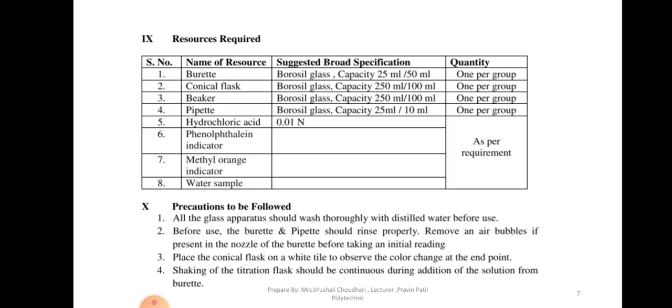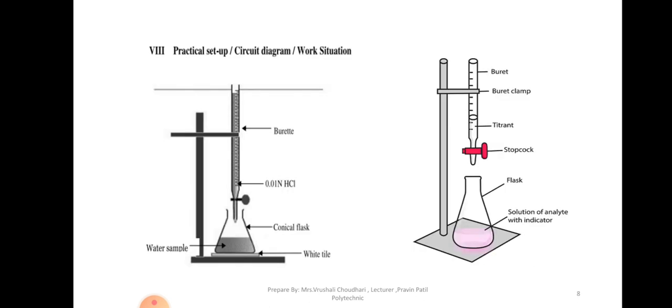Resources. The materials required for this experiment are burette, conical flask, beaker, pipette, hydrochloric acid, and the two indicators, phenolphthalein indicator and methyl orange indicator. We are going to follow all the precautions as it is a titration. We have to wash all apparatus properly with distilled water, and you should add the titrant slowly in the solution.